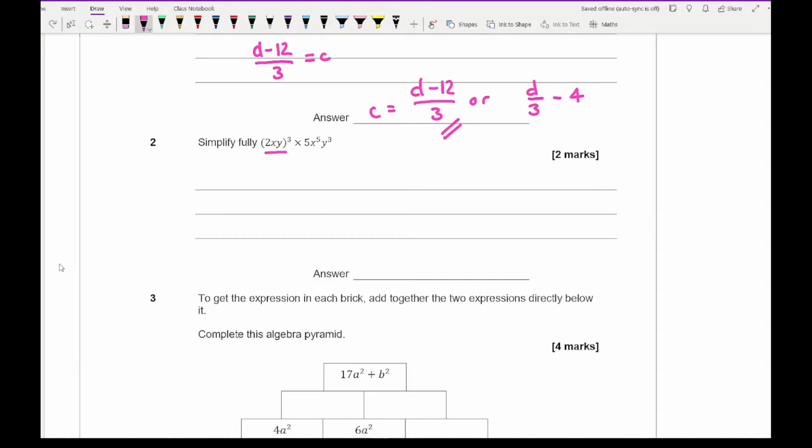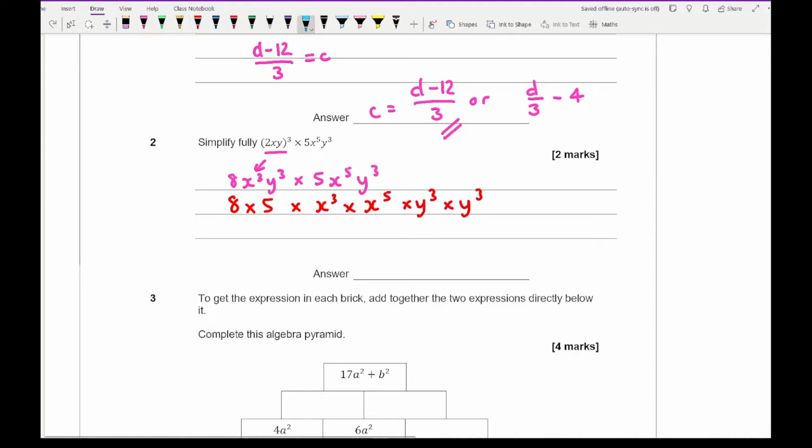Now, when we've got a power outside a bracket, we need to cube everything that's inside the bracket. So this is going to be 2 cubed, which is 8, and then x cubed, y cubed, multiplied by 5, x to the power 5, y to the power of 3. Now remember that although there's no multiplying in this, what this becomes is 8 times 5 times x cubed times x to the power of 5 times y cubed times y cubed.